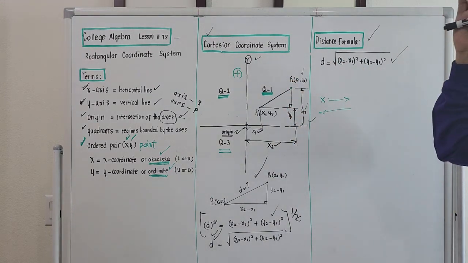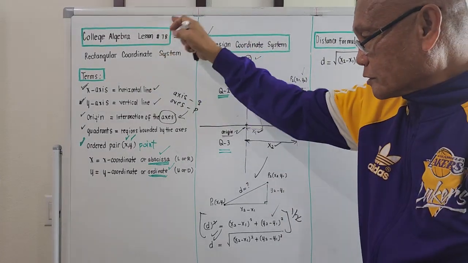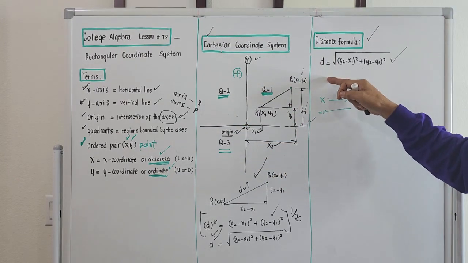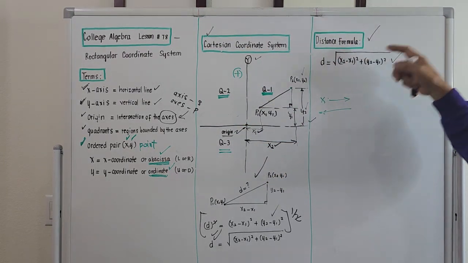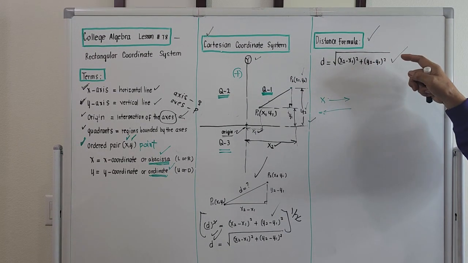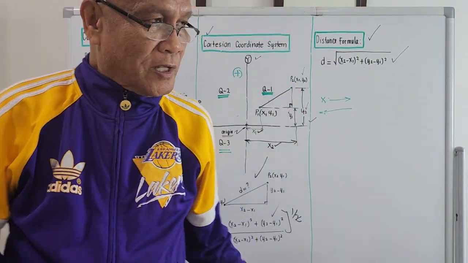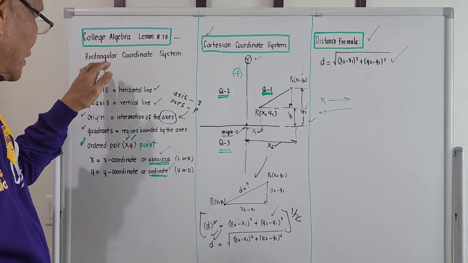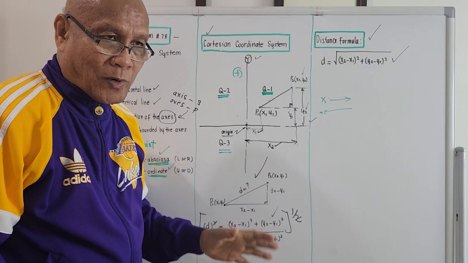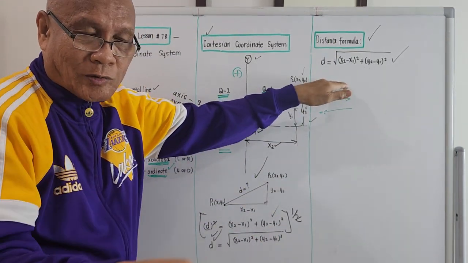So for analytic geometry, or under the Cartesian coordinate system or rectangular coordinate system, the number 1 formula that must be memorized is the distance between 2 points will be the square root of x of 2 minus x of 1 quantity squared plus y sub 2 minus y sub 1 quantity squared. Okay, that's it, guys. This is just an introduction of the so-called rectangular coordinate system. The next time around, we'll try to solve problems involving the distance formula. Then we'll go with the next lesson.